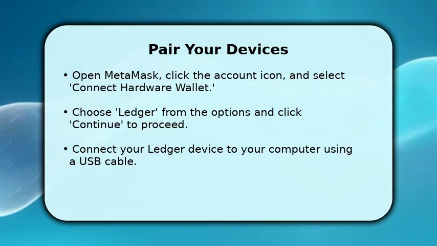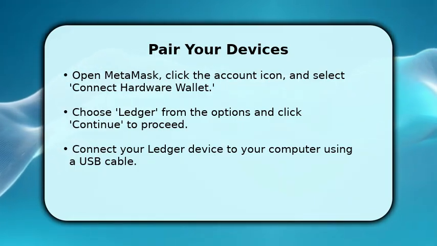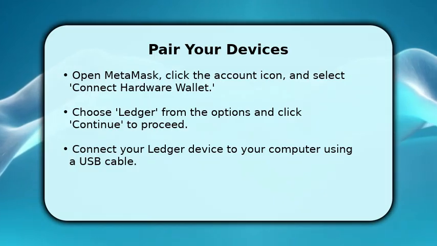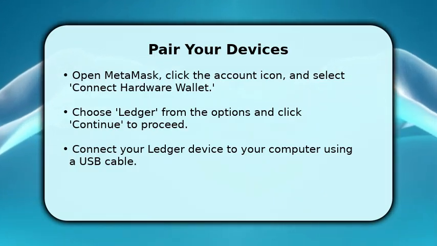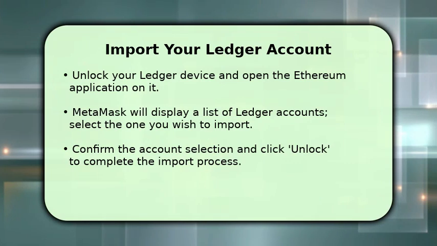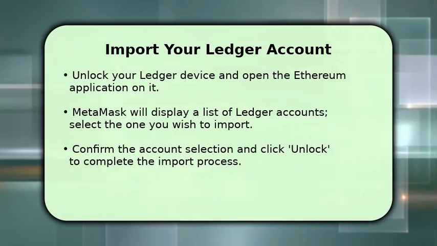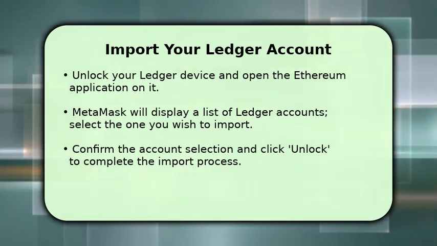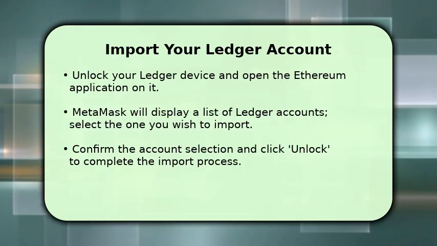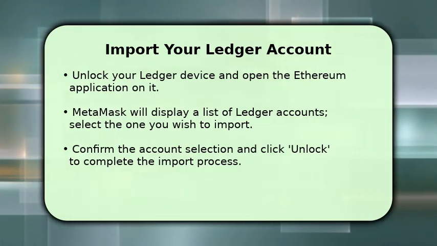At this point, physically connect your Ledger device to your computer using its USB cable. Ensure your Ledger device is unlocked and ready for connection. With your Ledger connected, unlock it and open the Ethereum application on the device. MetaMask will then present a list of available Ledger accounts.